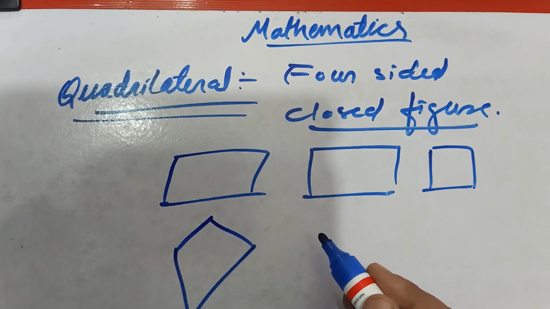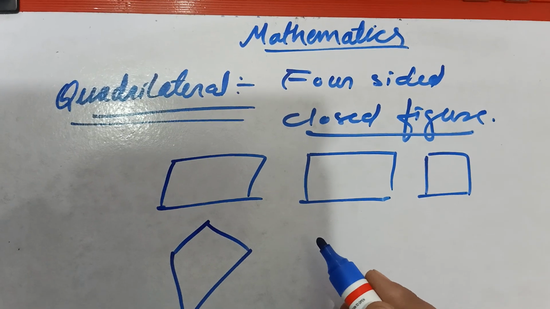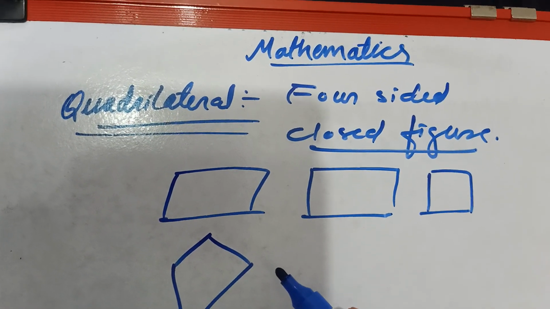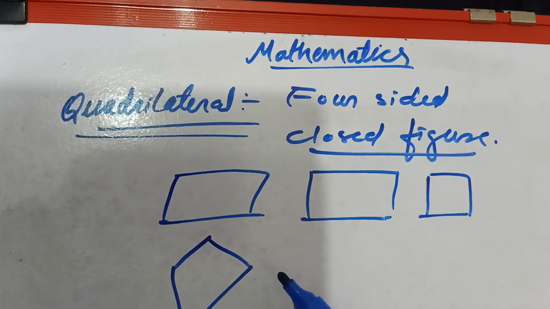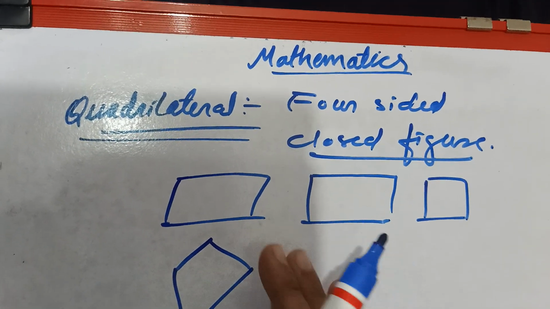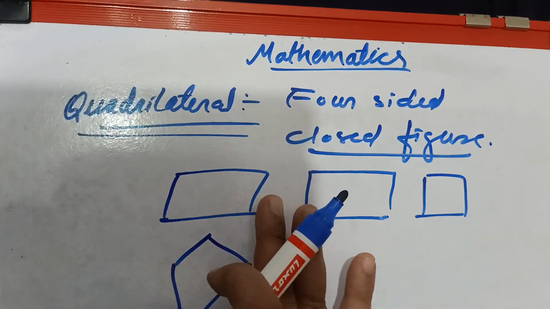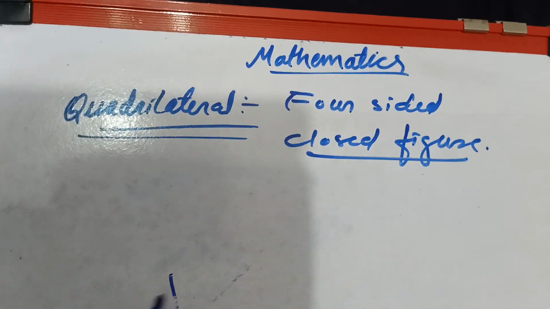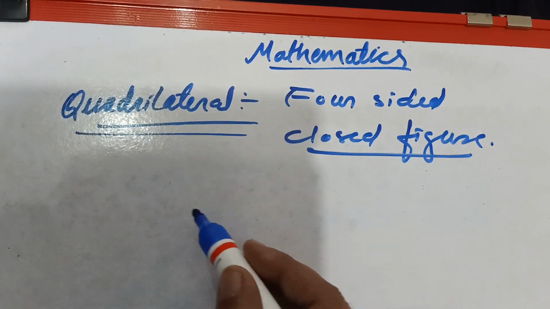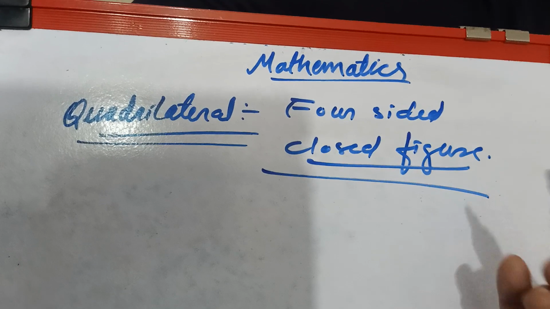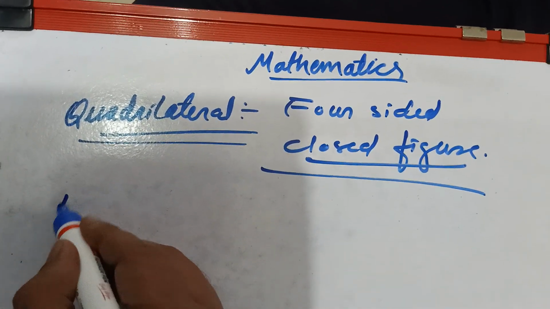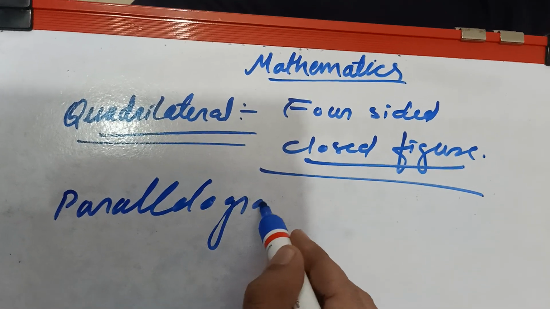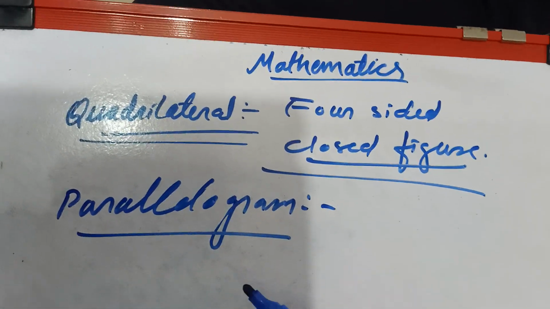parallelograms. Now it's very important to know quadrilaterals and parallelograms separately. Actually, any type of four-sided figure is called a quadrilateral, which has just four sides. It is a superset of all four-sided figures. Then a parallelogram is one type of quadrilateral.